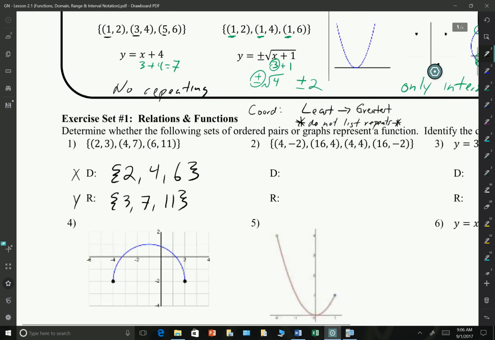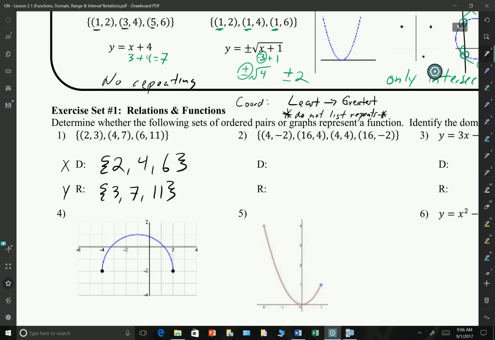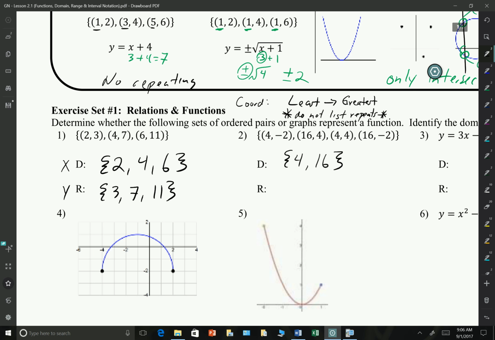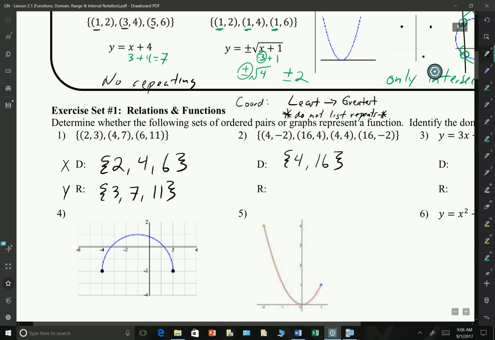What's your domain for number 2? 4 and 16. I'm only going to list 4 once. We do not list the repeats. It goes 4, -2, 16, 4, 4, 4, 16, -2. Though the 4 and 16 repeat, I'm just going to list it down. What's your range? -2, 4. The x values and the y values.